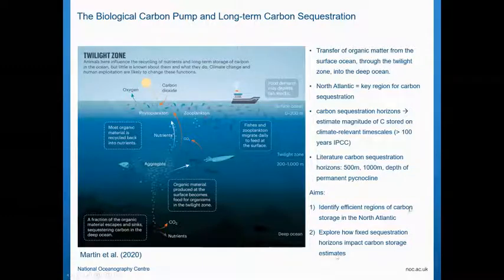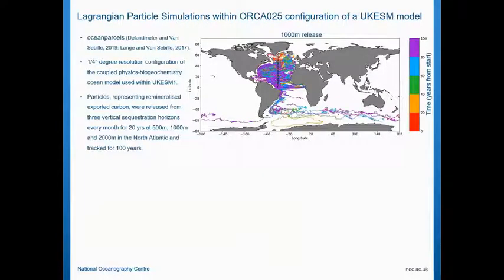And so the aims of the study that I'm presenting to you today were to identify efficient regions of carbon storage in the North Atlantic and explore how fixed sequestration horizons impact carbon storage estimates. So to do this, we have carried out Lagrangian particle simulations. This is using a package called Ocean Parcels, and this package was used jointly with a 1/4 degree resolution configuration of the coupled physics biogeochemistry ocean model used within UKESM 1.